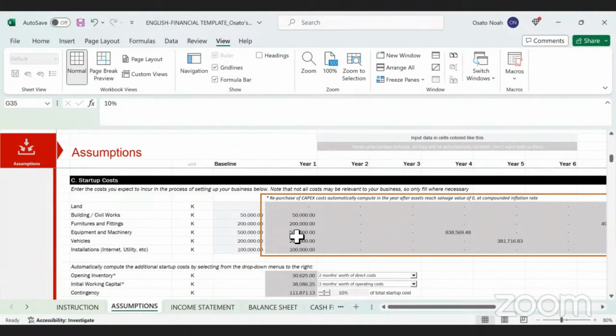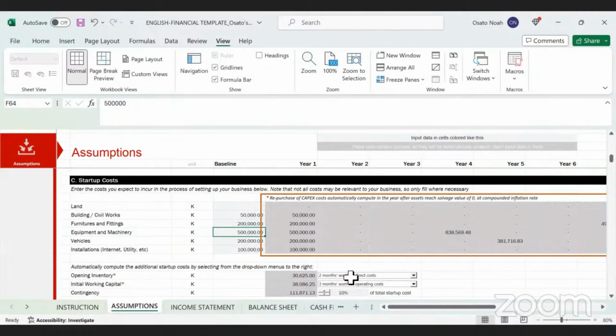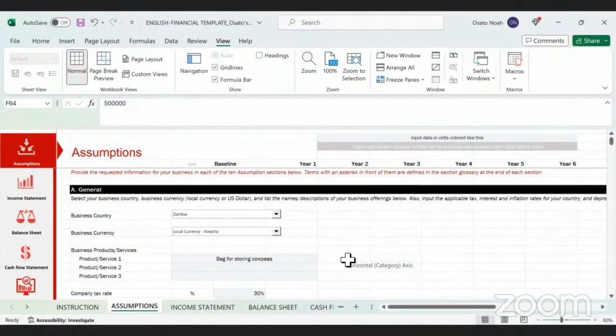So our building and civil works, we believe $50,000. That's our baseline. You can see that the baseline is working now. So if we populate the baseline, 50,000, 1, 2, 3, it automatically populates year 1 for us. Then look at furniture and fittings, every other thing you have, the chairs and all the fittings in your office, the wardrobes. We said this will cost us 200,000 kwacha.